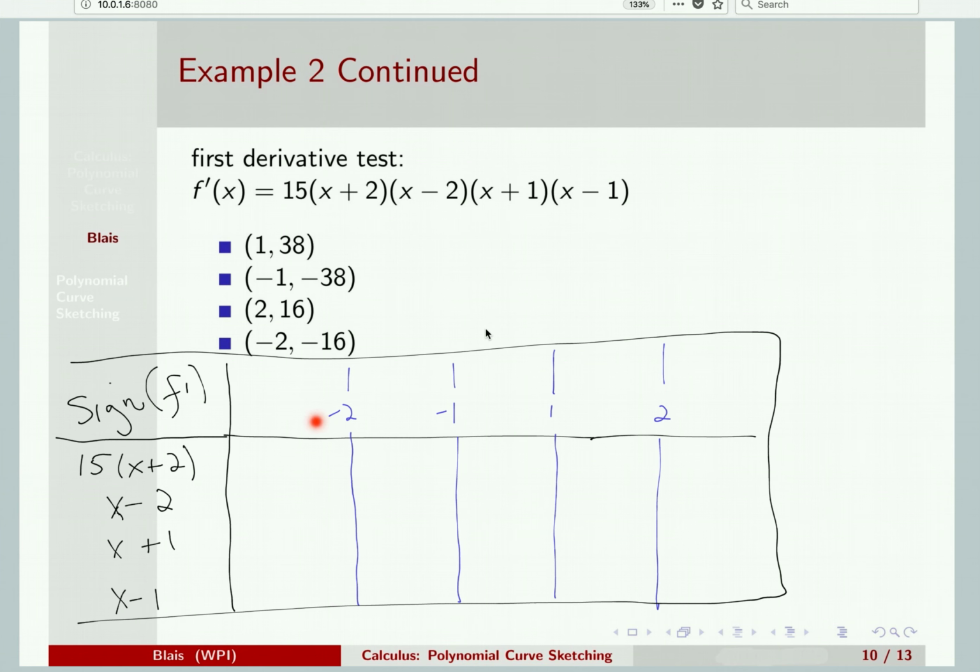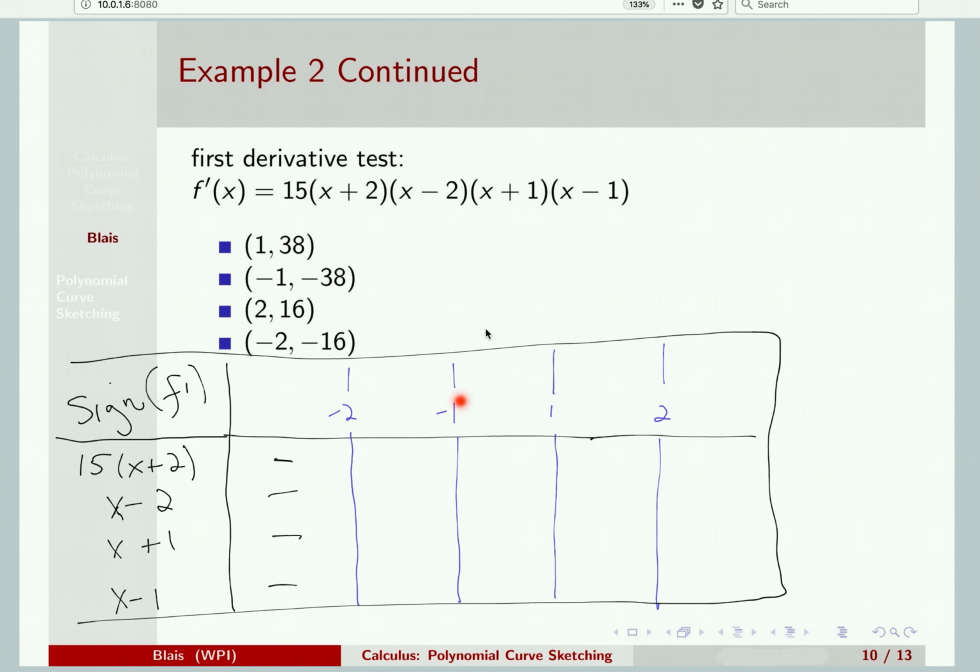So let's pick something smaller than minus 2. How about minus 3? This would be a minus 3 plus 2. That would be a negative 1, so that will be negative. Minus 3 minus 2, that would be minus 5 or negative. Minus 3 plus 1, negative 2, negative. Minus 3 minus 1 is negative 4, negative. So those terms are all negative to the left of negative 2.